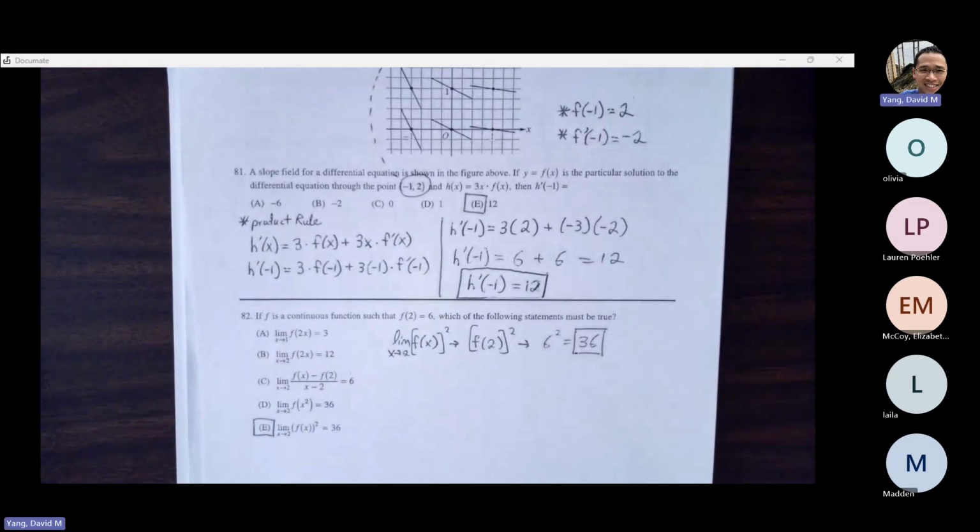If f is a continuous function such that f of 2 equals 6, which of the following statements must be true? We can just make a substitution here. F of 2 is 6, and the limit of 6 squared equals 36.